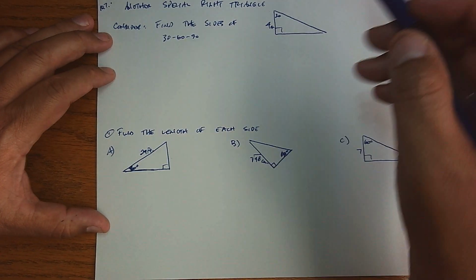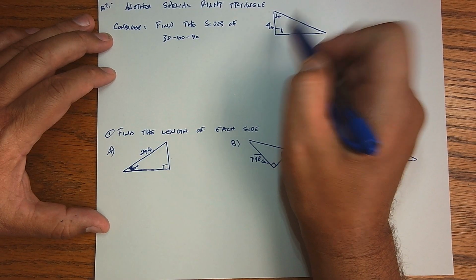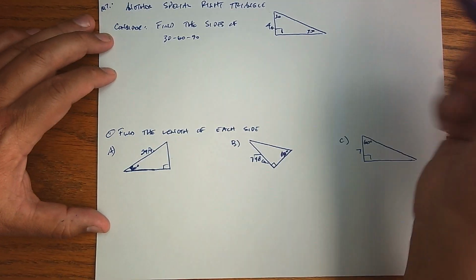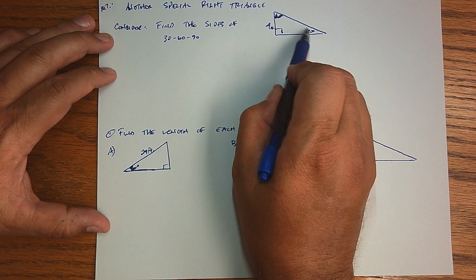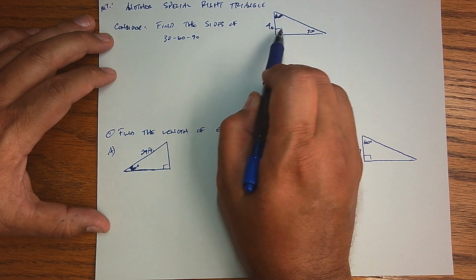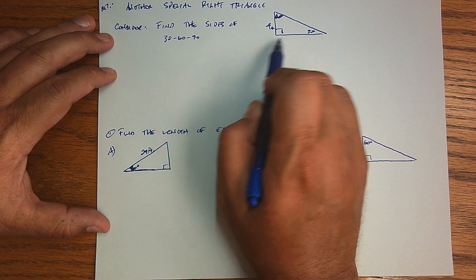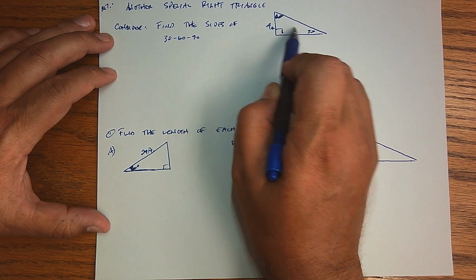So again, we have a 90-degree angle. This is probably 30 degrees here, which makes this guy equal to 60. So 30 degrees and 60 degrees equals 90, plus that other 90 gives me my 180. So we'll always have that relationship 30, 60, 90.